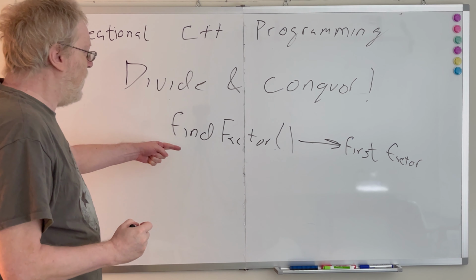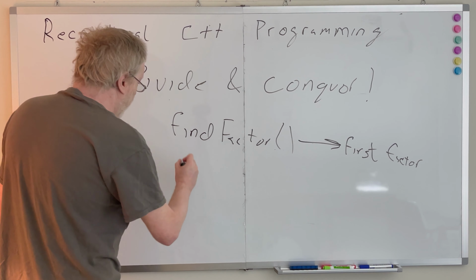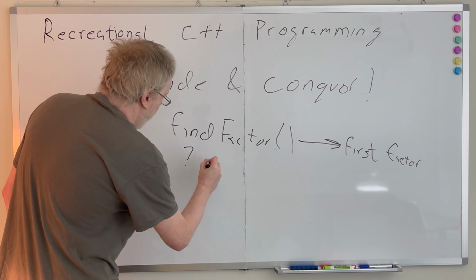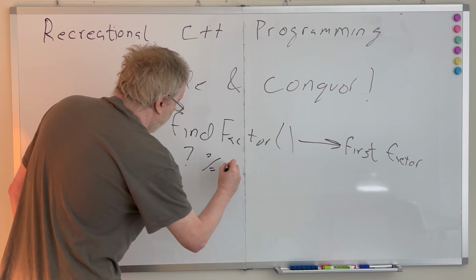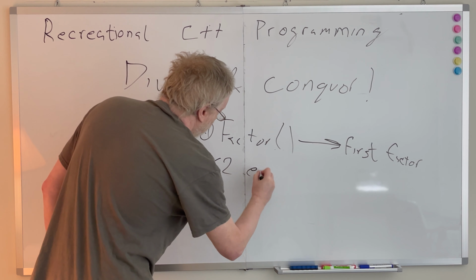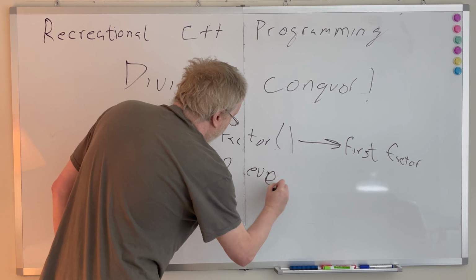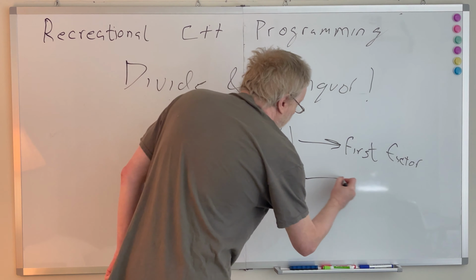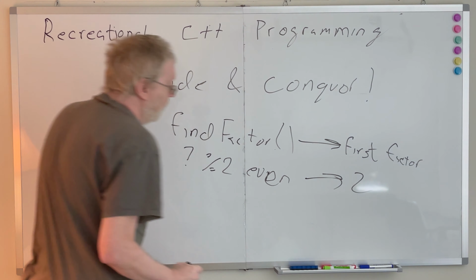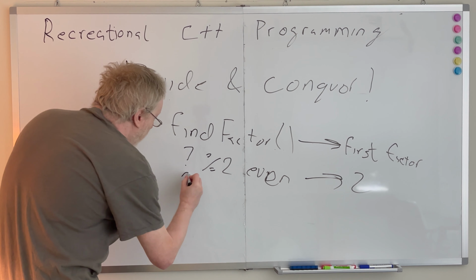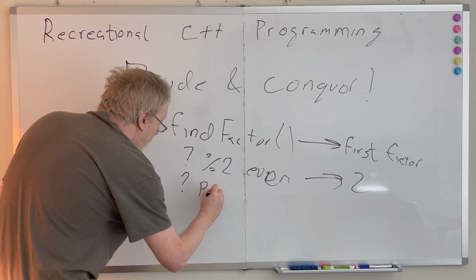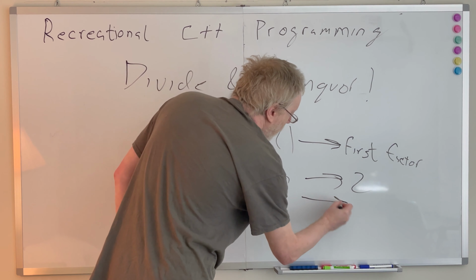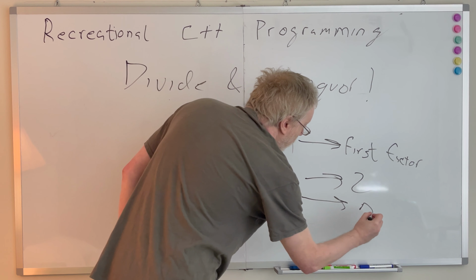And it does 3 tests to do this. The first thing is, I'm going to use question marks, are we divisible by 2? Meaning even. If we are, I just return the 2. Are we prime? If so, I just return the number.